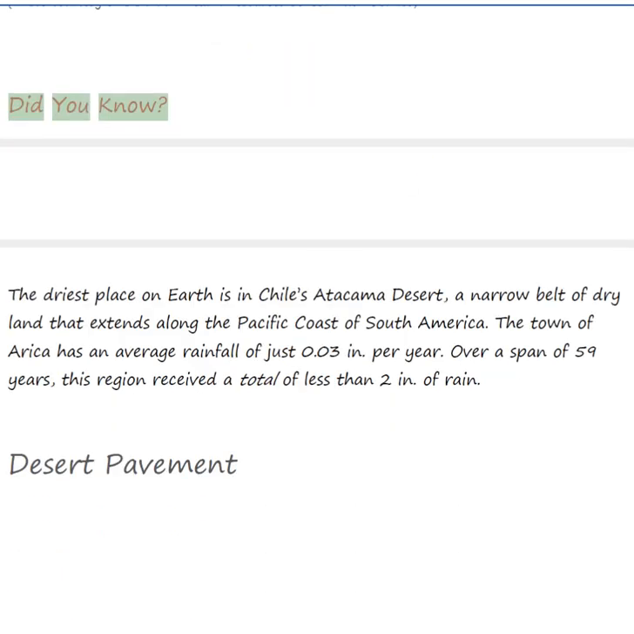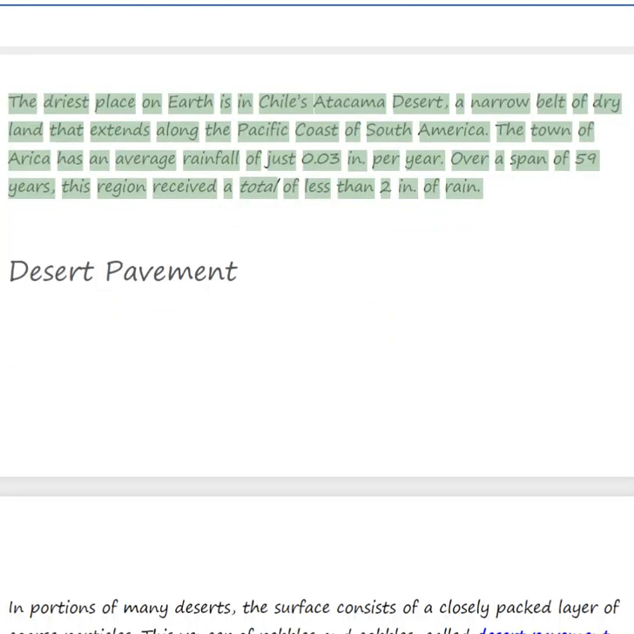Did you know? The driest place on Earth is in Chile's Atacama Desert, a narrow belt of dry land that extends along the Pacific coast of South America. The town of Arica has an average rainfall of just 0.03 inches per year. Over a span of 59 years, this region received a total of less than 2 inches of rain.